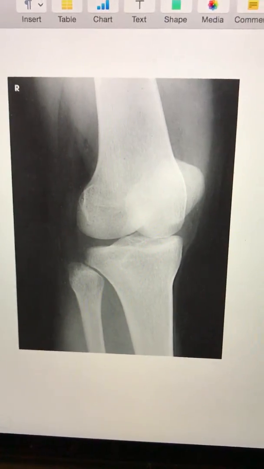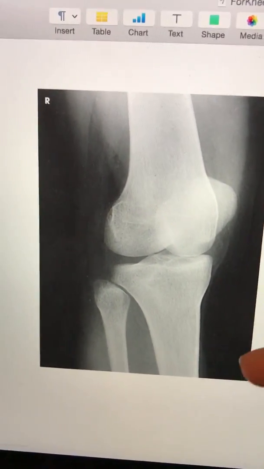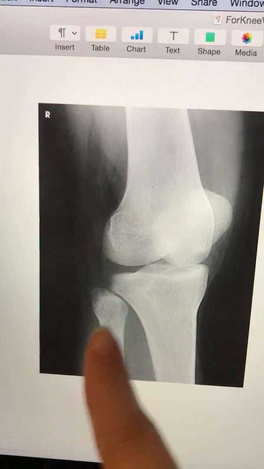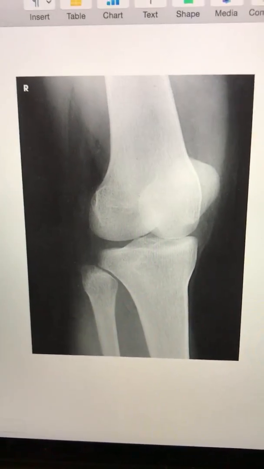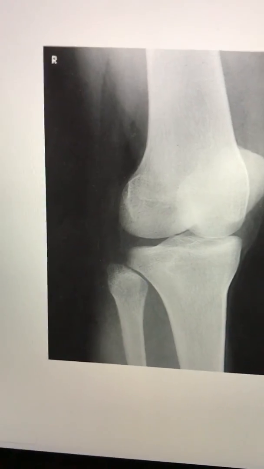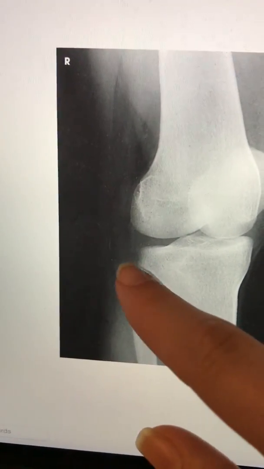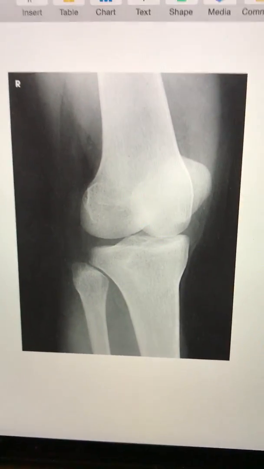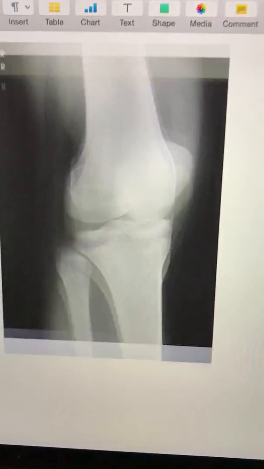So that's how we know that it's medial, and that's going to free the fibular head from any superimposition. So we see this little line in between, and that's what you want to see there.